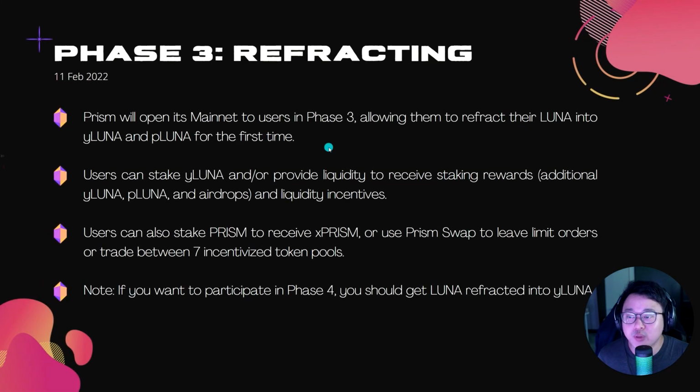In phase 3, Prism will open its mainnet so that people can refract their LUNA into yLUNA and pLUNA. Users can stake yLUNA or provide liquidity to receive staking rewards, which are additional yLUNA, pLUNA, and airdrops, as well as getting additional liquidity incentives. Users can also stake Prism to receive xPRISM, which is basically staked Prism, or they can use Prism Swap to leave limit orders or trade between 7 incentivized token pools, which we will go through in a bit.